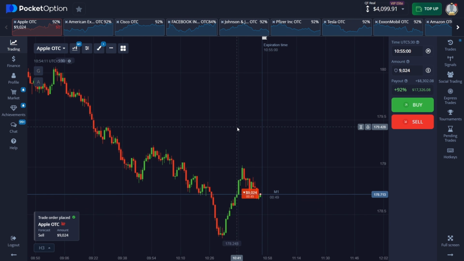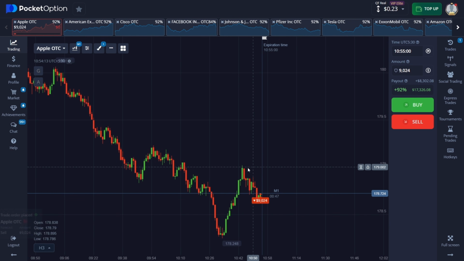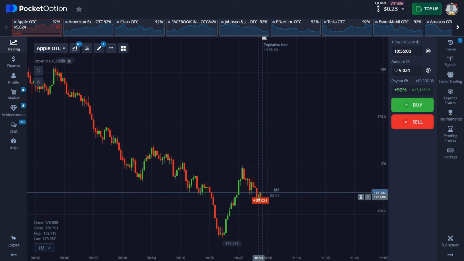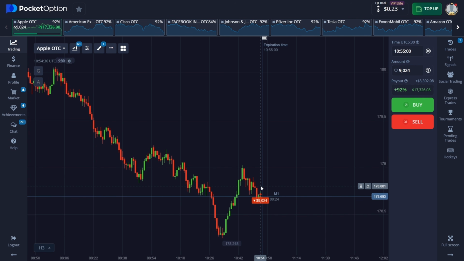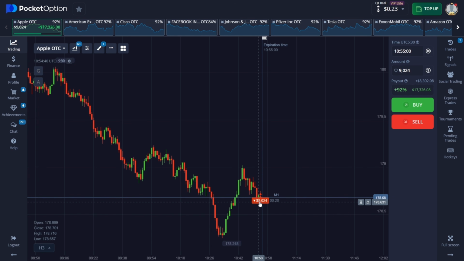Now we have a trade on Apple OTC, and I placed a trade for the downside move worth $9,024. As you can see, there was an uptrend followed by a divergence, indicating that the trend changed to a downward direction. In the previous candle, you will see a continuity pattern, which is why I took this trade for the downside move. The trade is currently going in our favor, but there are still 20 seconds left.